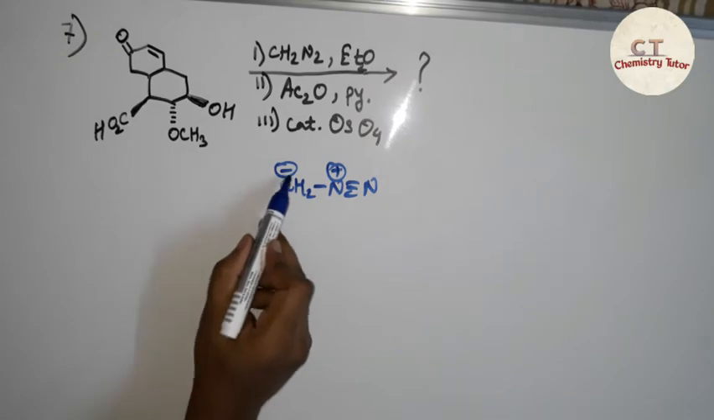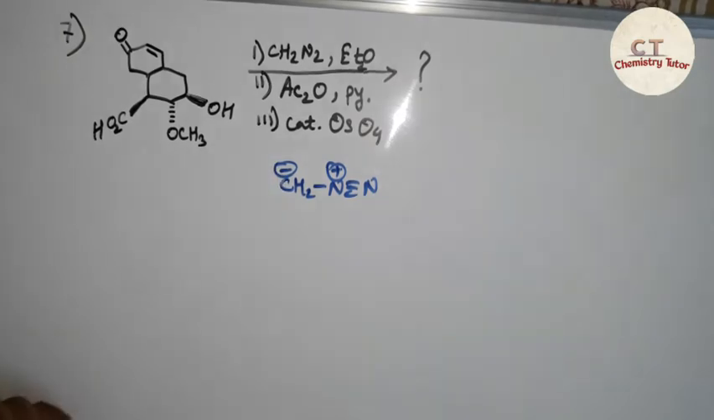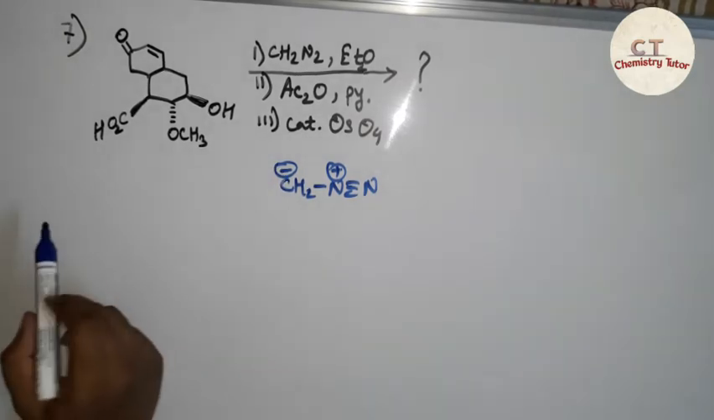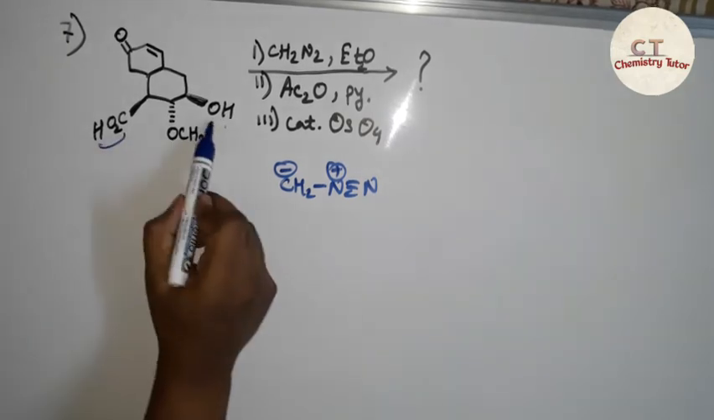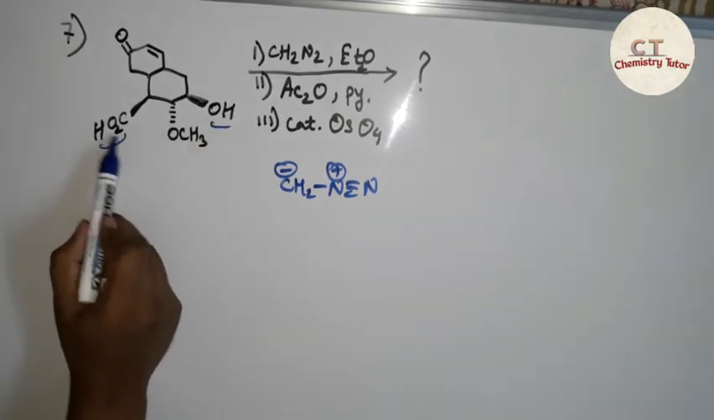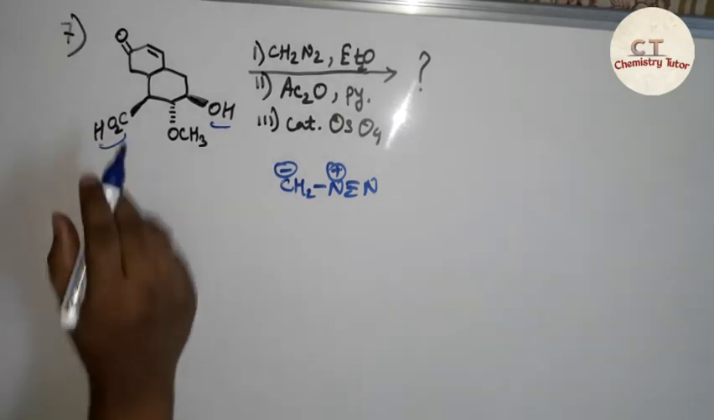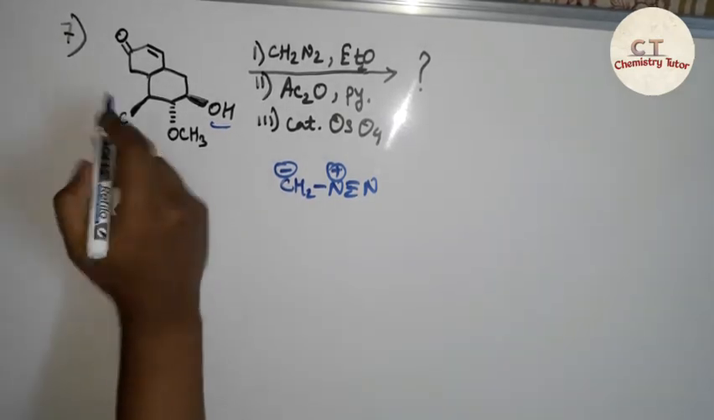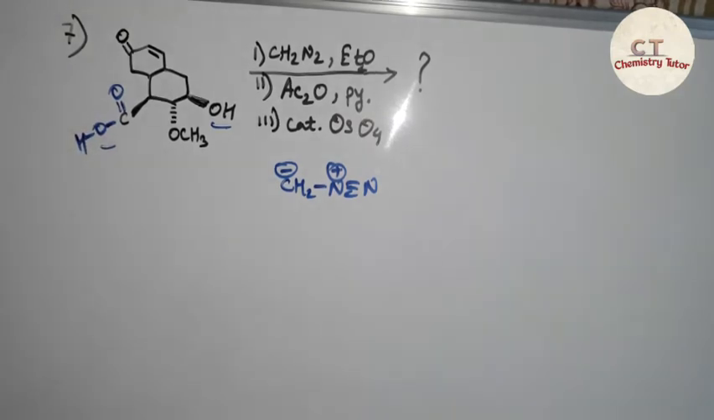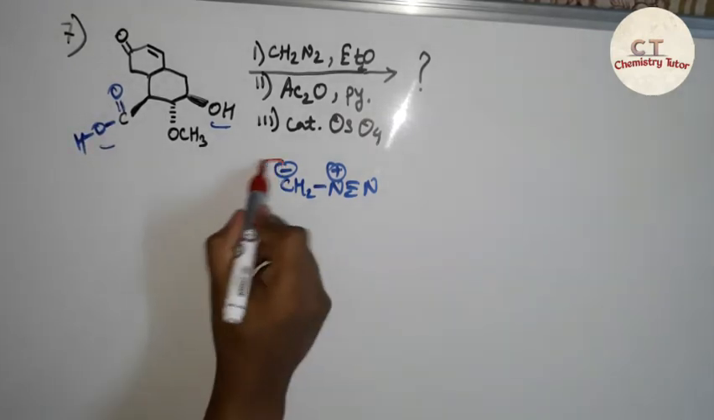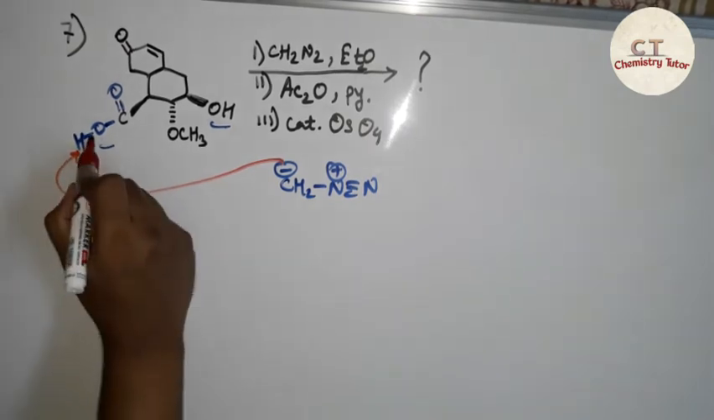Now the negative charge on this carbon atom is going to abstract a proton, the most acidic proton. So which is the most acidic proton, this one or this one? This is a carboxylic acid, this is an alcohol, so the hydrogen on this carboxylic acid is more acidic, right? So let me write it, C double bond O H, right?